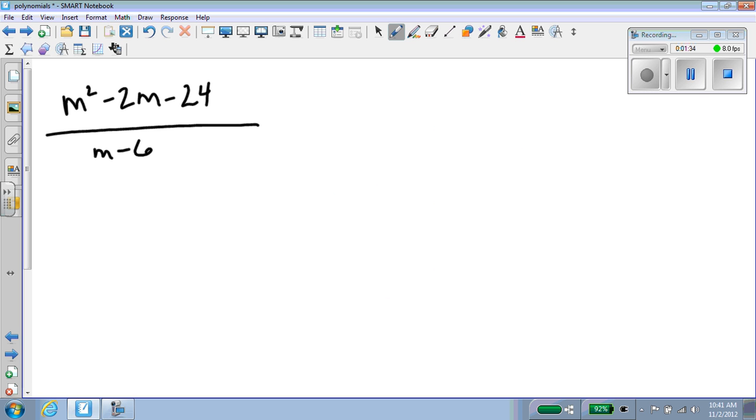Okay, so what if we have a trinomial, but it's not divided by a monomial? So I can't use the method we used yesterday of just putting each of these over our monomial. It's a binomial. My only answer is long division. So I have m squared minus 2m minus 24 divided by m minus 6.